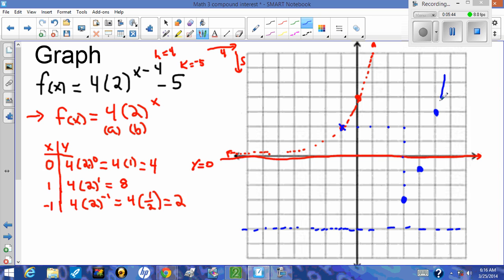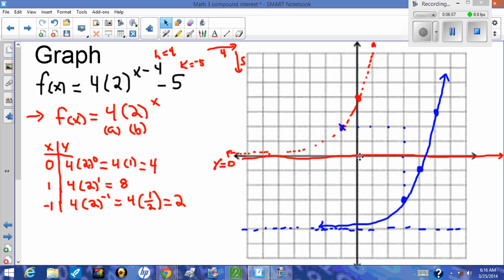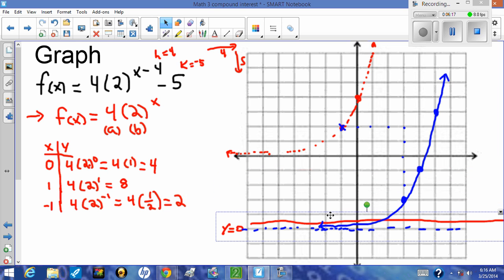So now it's just a matter of connecting the dots. My graph comes down through these points and kind of goes this way. Remember, the more points you find, the more accurate your graph will be. So we could have found more negative points. That would give us a little better idea of what's going on through here. But this is sufficient. So again, most people forget to move the asymptote. You can move it over 4 all you want, but it doesn't change the line at all. But moving it vertically down 5, 1, 2, 3, 4, 5, that's where it changes.